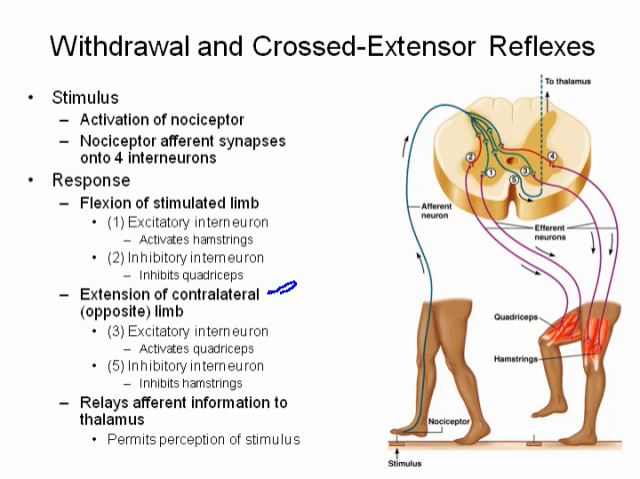So the extension of the contralateral limb is produced by a couple of other interneurons again. Interneuron 3 is an excitatory interneuron that's going to activate the quadriceps. And interneuron number 4 is an inhibitory interneuron that's going to inhibit the hamstring. So we're extending this limb to put weight on it. So the only thing that's more complicated about this reflex than the muscle spindle or stretch reflex is that we now have a collection of 4 different interneurons.